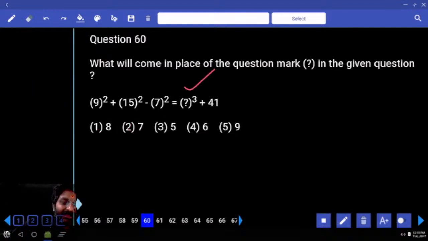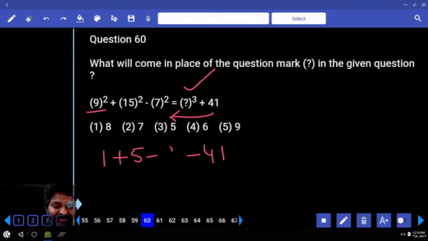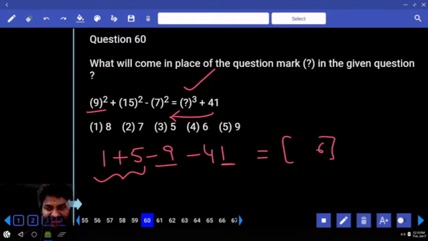X is here. 41. Take 41 to the left hand side. Is that okay? It becomes a negative number. Minus 41. 9 square ends with, 15 square ends with, 7 square ends with, minus 9 minus 1. This is which cube ends with 6?